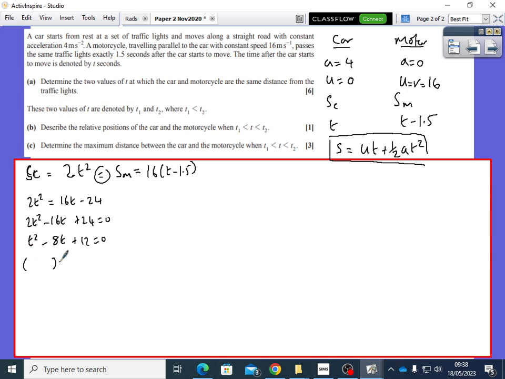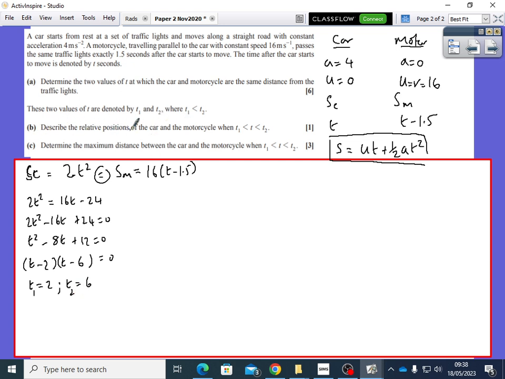Now we can easily factorize here. We can see that two numbers that multiply to give 12 and add to give minus 8 are 2 and 6, and they're both going to be negative, so minus 2 and minus 6. So t is equal to 2 seconds, and t is equal to 6 seconds. Okay, so that's the first part done. We've found those two times, and these two values of t are denoted t1 and t2, where t1 is less than t2. So let's call that t1 and that t2.